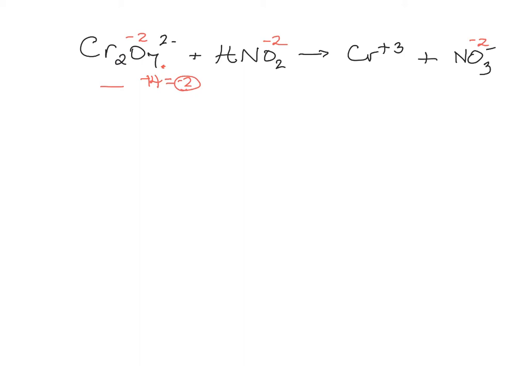Dichromate has a charge of -2, so the chromium element collectively has to contribute +12. Okay, +12 minus 14 is -2. But since there are 2 chromium, each chromium is going to have an oxidation number of +6. So make sure that the numbers you write on the top are for one single atom.